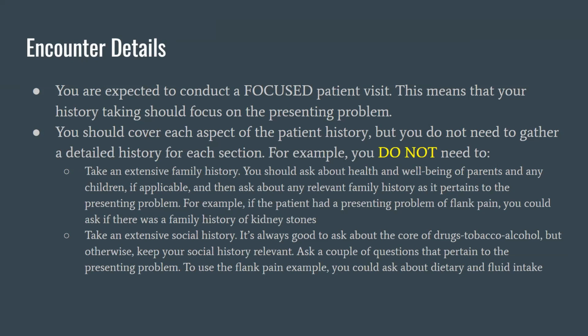Also, you don't need to take an extensive social history. As we've taught you before here at Toro, it's always good to ask about the core of drugs, tobacco, and alcohol, but otherwise keep your social history relevant. Ask a couple of questions that pertain to the presenting problem. We're not asking you to ask 10 to 15 different questions from social history, realizing that you don't have time to do all of that in the context of 14 minutes. So really keep it relevant to the presenting problem. To build on my example of flank pain, you could ask this patient about their dietary intake and what their fluid intake is like.